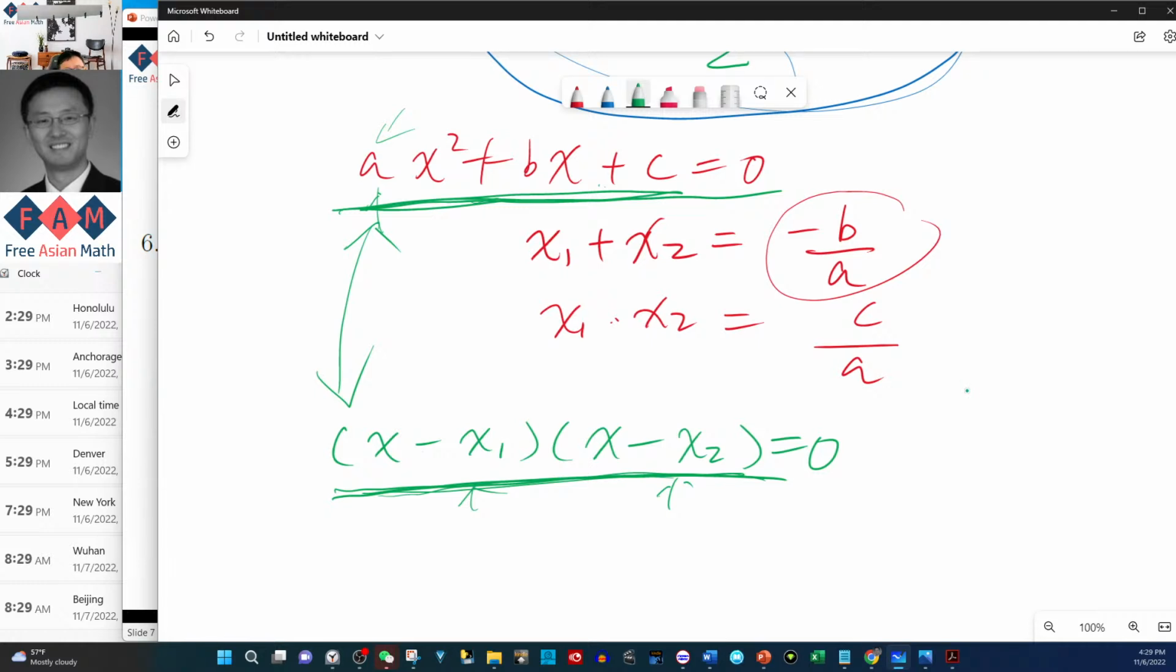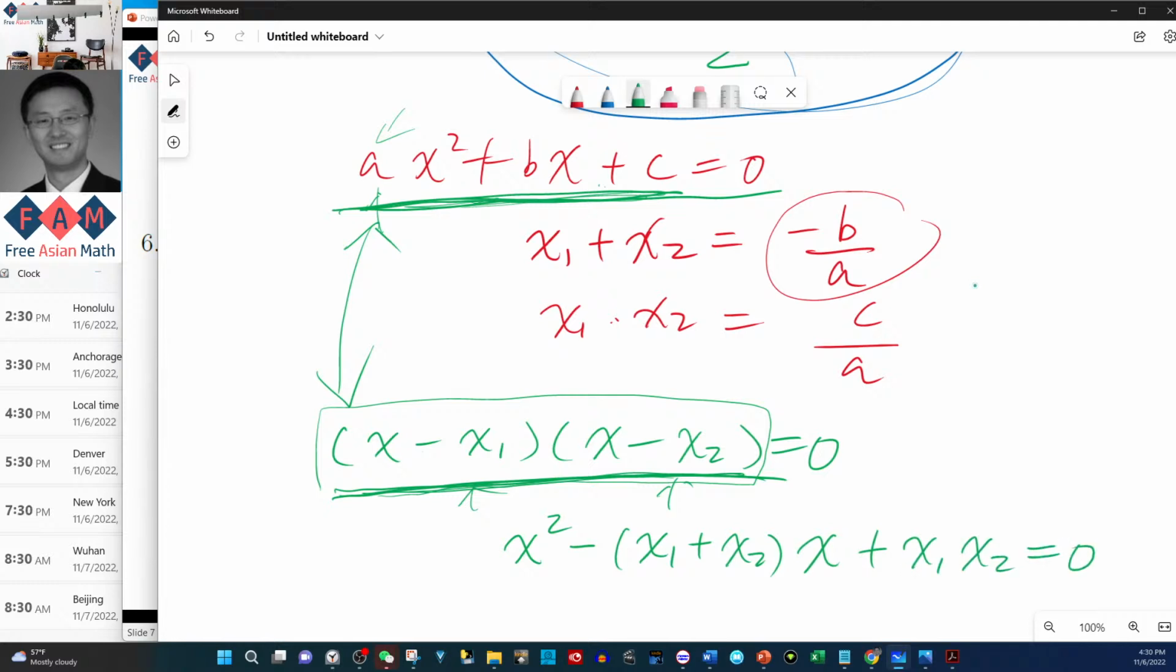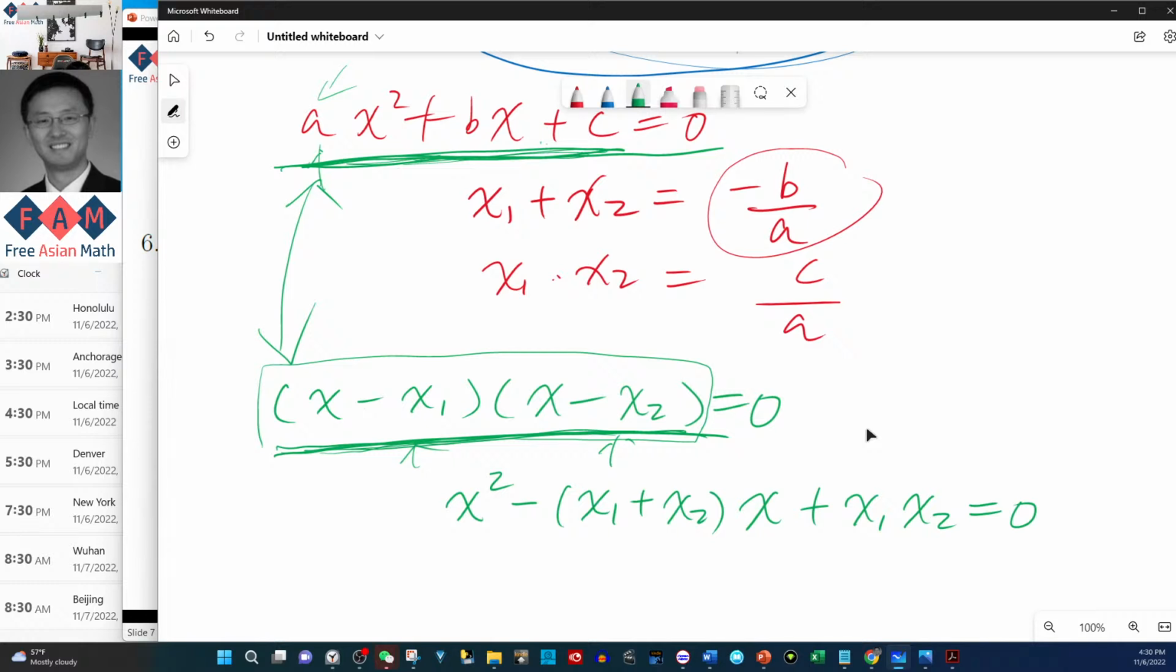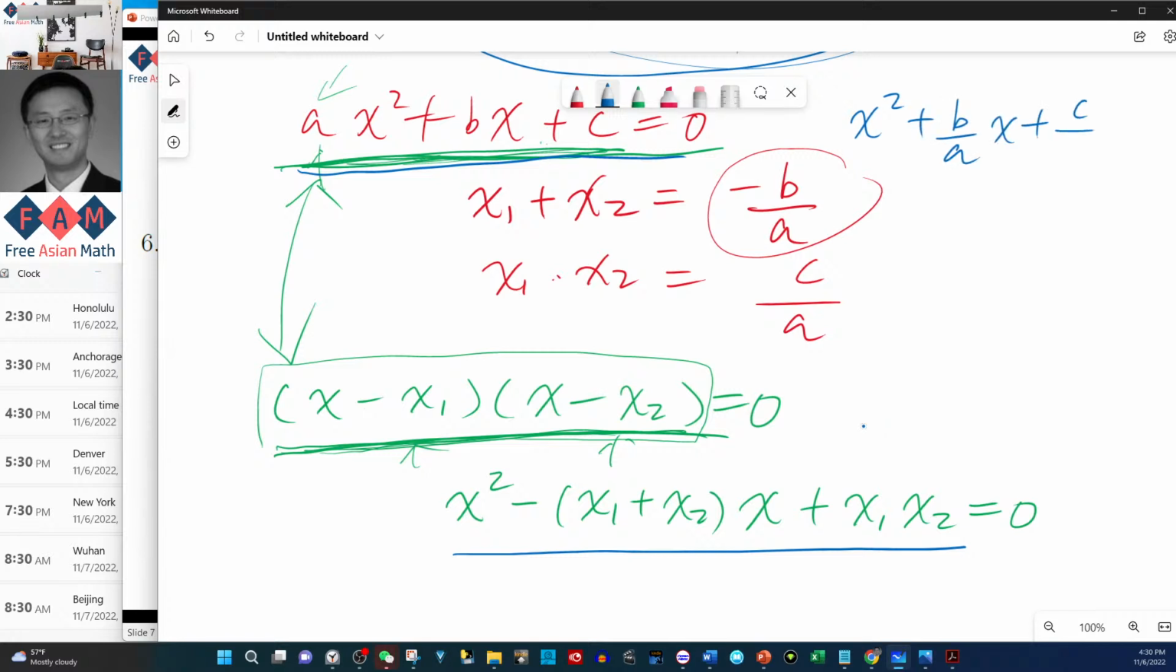If that's the case, we can always transform the original polynomial into something like this, because this is the one that will give you exactly the two roots. Then we can expand this. What is this? It's x squared minus (x1 plus x2) times x plus x1 times x2 equal to 0, right? This is nothing but expanding using the distributive property. Now you can see that this one must be exactly this one, which, like we said, comes from dividing both sides by a. This is always equivalent because a is never 0. Otherwise, it won't be a quadratic equation, it will be a linear equation.